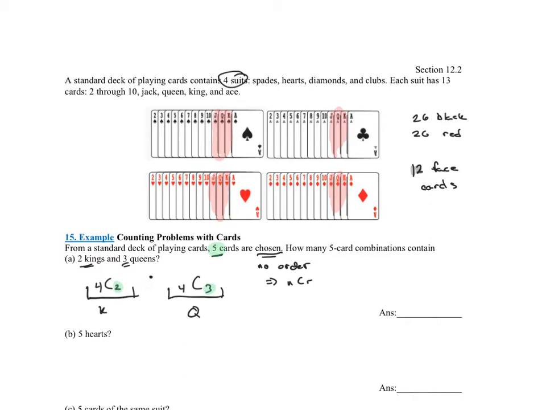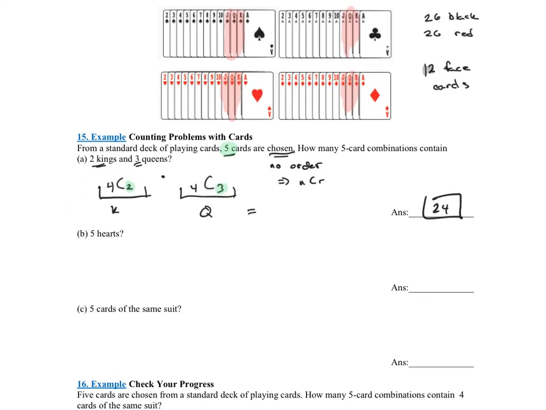Okay, so go in your calculator and go ahead and do 4 choose 2 times 4 choose 3. Let's see what you get. Looks like I'm getting a total of 24 possible ways of being dealt 2 kings and 3 queens. Distinct possible ways. How about 5 hearts? So 5 hearts, the only thing I want is hearts. I don't need to consider multiple things.